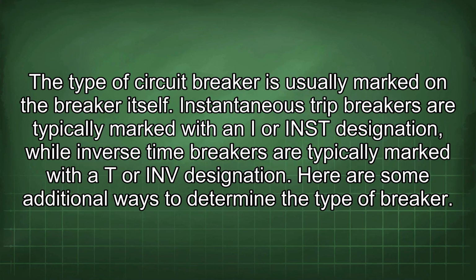The type of circuit breaker is usually marked on the breaker itself. Instantaneous trip breakers are typically marked with an I or INST designation, while inverse time breakers are typically marked with a T or INV designation. Here are some additional ways to determine the type of breaker.